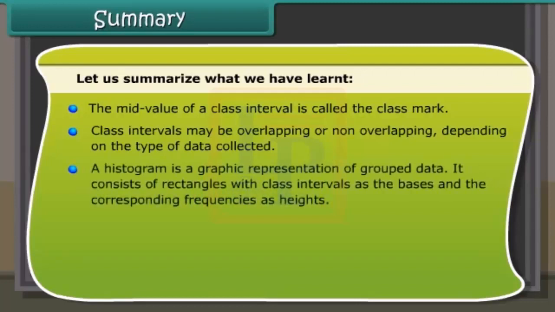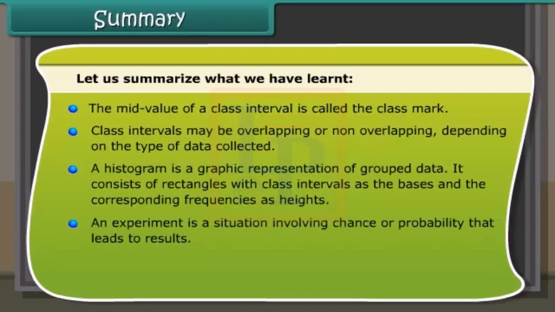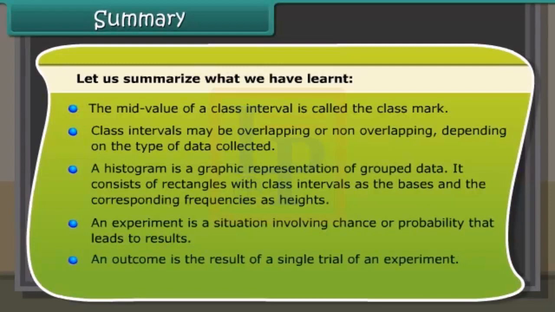A histogram is a graphic representation of grouped data. It consists of rectangles with class intervals as the base and the corresponding frequencies as heights. An experiment is a situation involving chance or probability that leads to results. An outcome is the result of a single trial of an experiment. An event is one or more outcomes of an experiment.